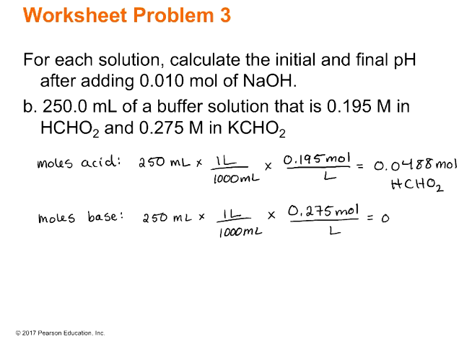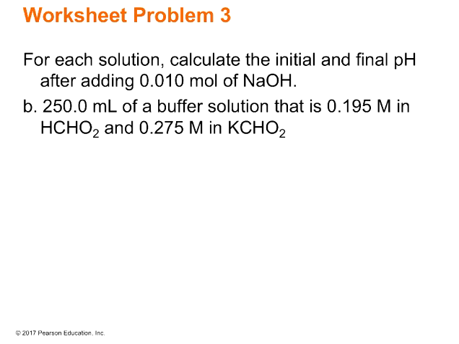So we should end up with 0.0688 moles of the base. All right, so now what we can do is make a table similar to the one we made in our example problem. So we'll determine how the amount of acid and base changes after we add sodium hydroxide. So let's write out the equation for the reaction between the weak acid and sodium hydroxide.